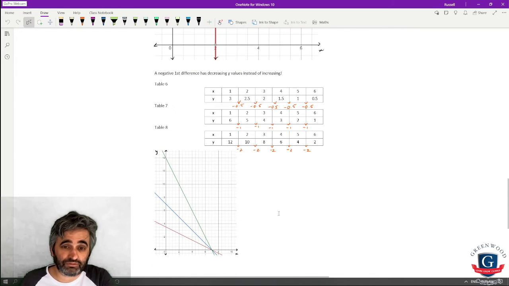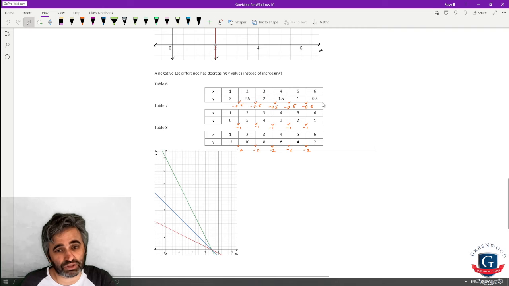Now, if we get a negative first difference, so if the values are going down, from 3 to 2.5 has gone down by half, from 2.5 to 2 has gone down by half, and so on, it does something different to the graph. Here's that line, table 6, and we can see that it's still got a shallow gradient or slope of 0.5, but this time it's going downhill instead of uphill. It's going down instead of up.